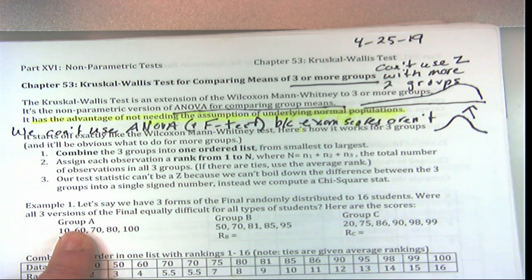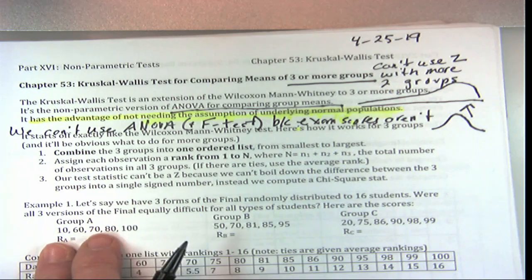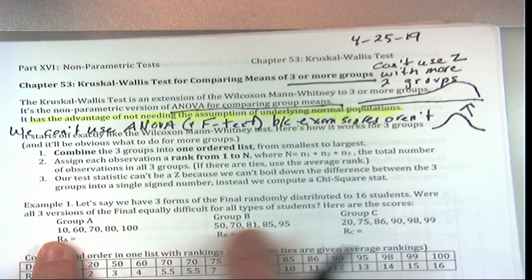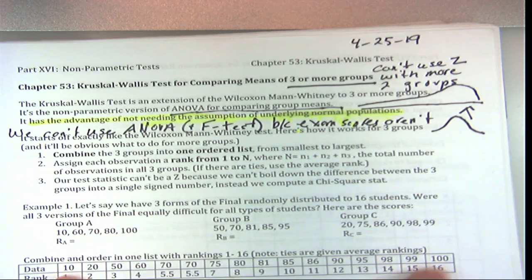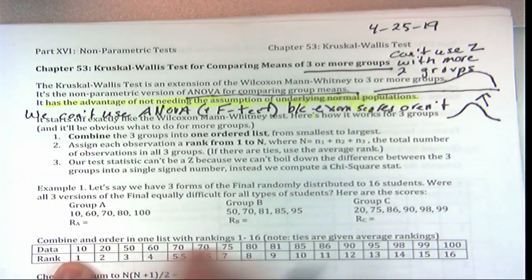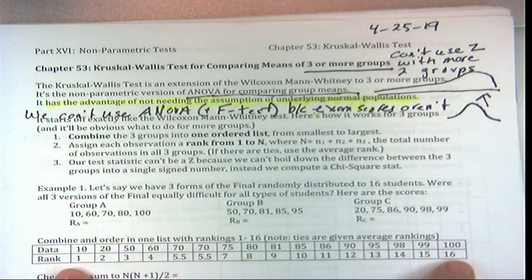And we want to know if they're the same or not, okay? So what we do is we combine these all into one ordered list from smallest to largest. And these are the ranks. So we replace each of these values with integers between 1 and 16, because there's 16 numbers.